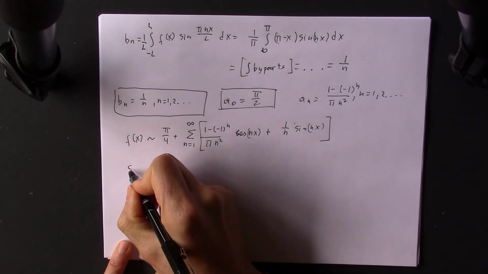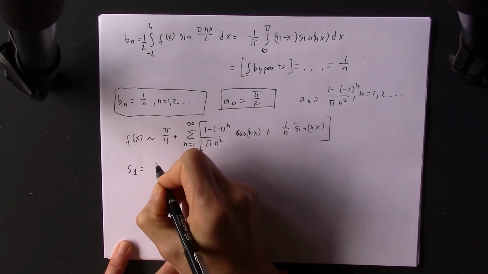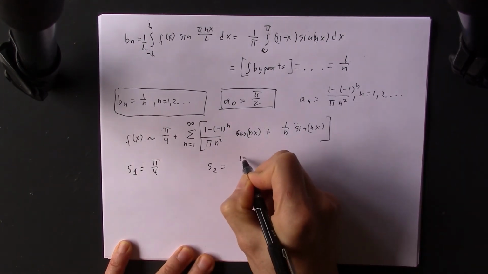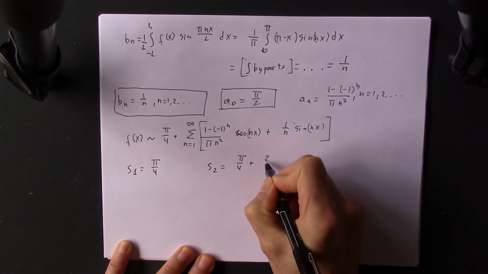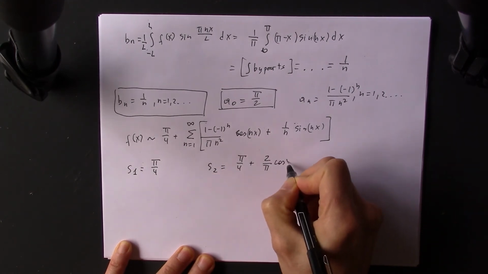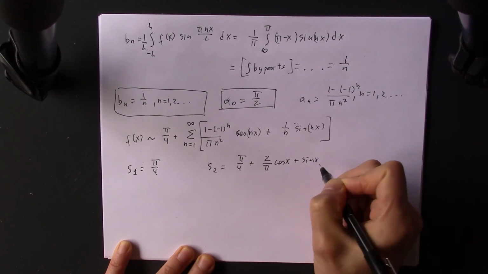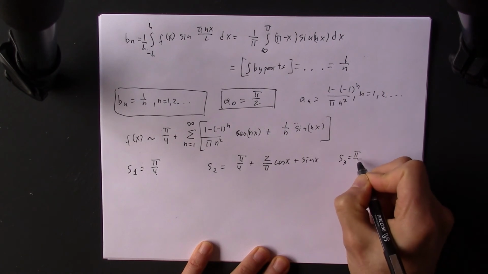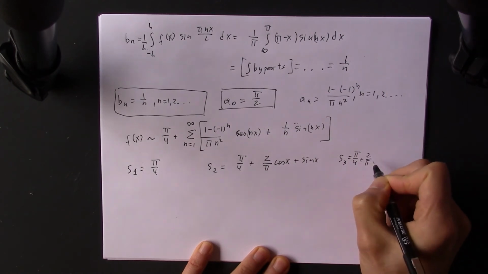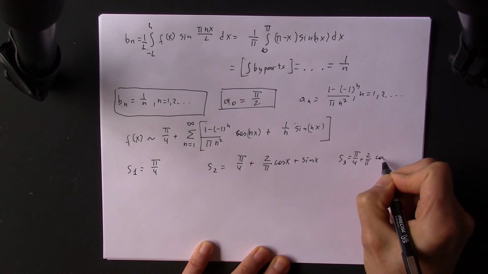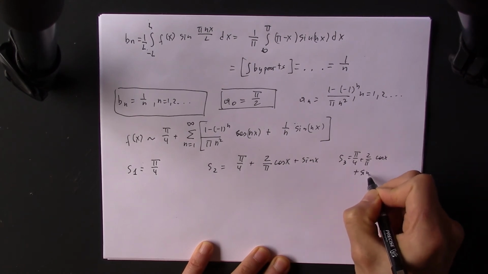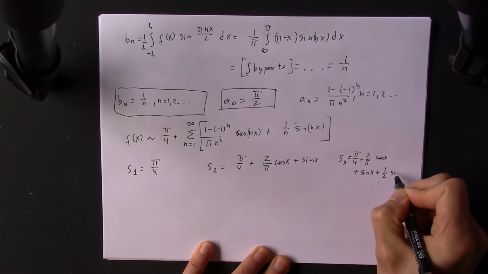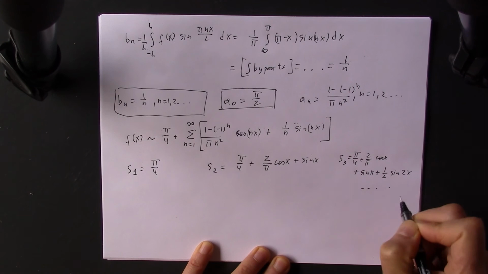Now, if we calculate the first partial sum of the Fourier series, we're going to get pi over 4. If we calculate the second partial sum, we're going to get pi over 4 plus 2 over pi cosine x plus sine x. Calculate the third partial sum, we're going to get pi over 4 plus 2 over pi cosine x plus sine x plus 1/2 sine of 2x, and so on.